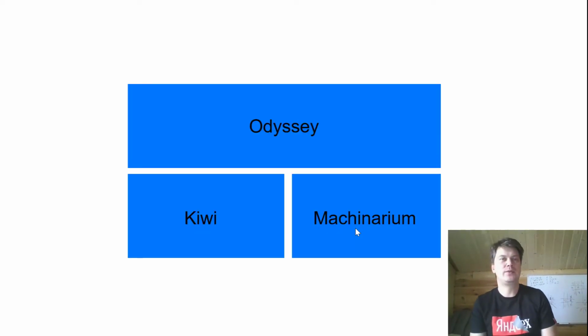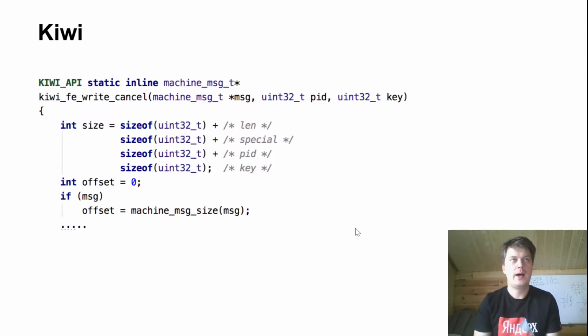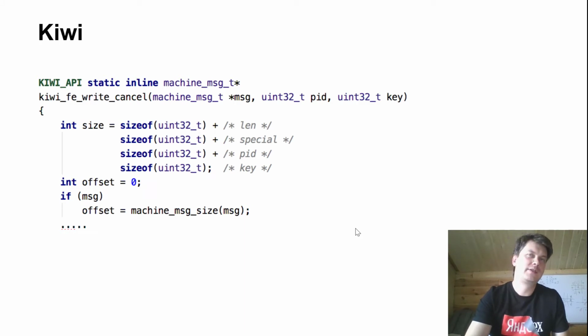Odyssey is based on 2 libraries provided along with Odyssey, the first one is Kiwi, and the second one is Machinarium. Kiwi is our implementation of Postgres protocol. Kiwi is a number of C functions which allows you to format messages from Postgres protocol, protocol 3. It's quite straightforward, just names are usually self-describing.